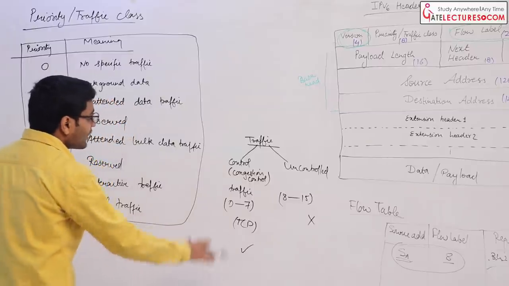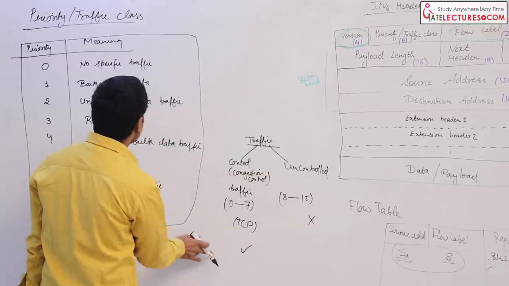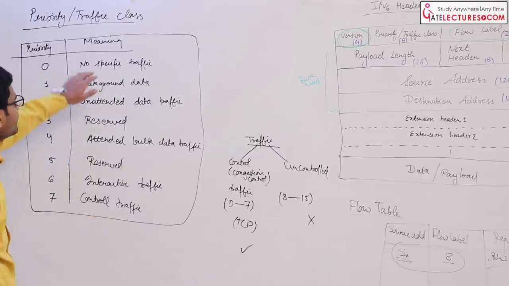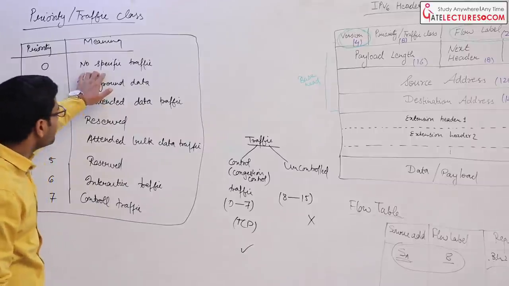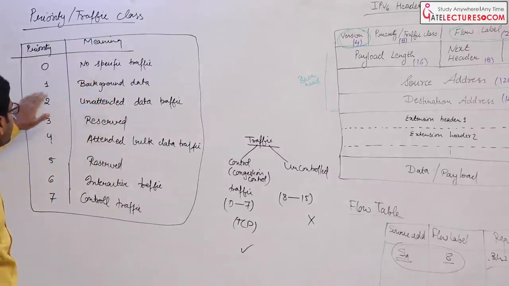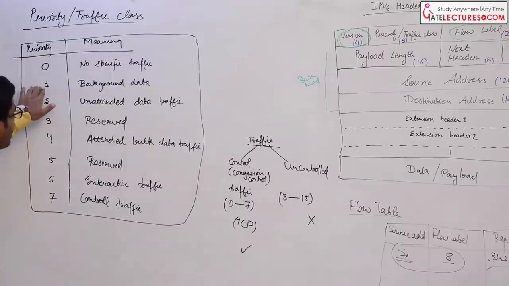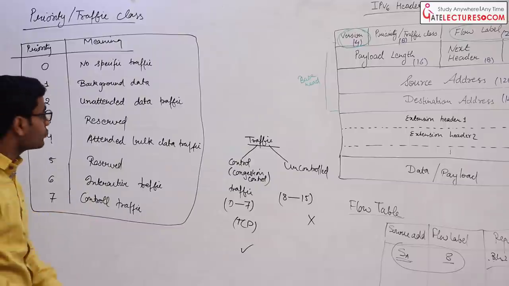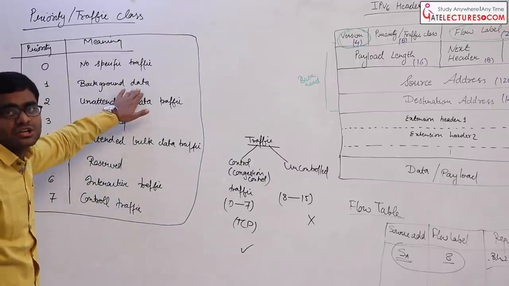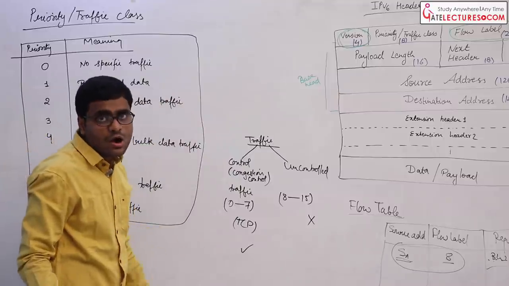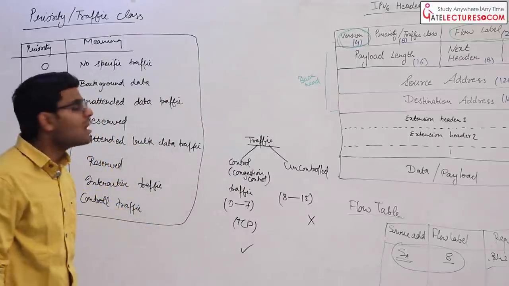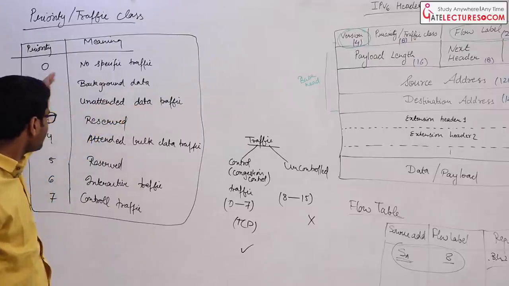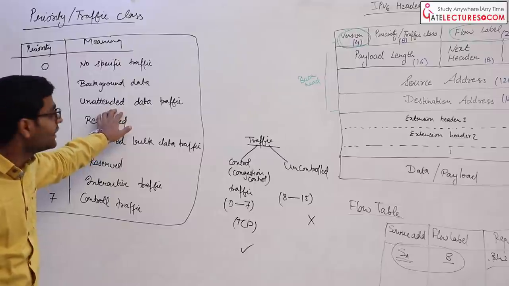Fine. So in controlled packets also there are priorities given. If the priority of the packet is zero, it means that it is not a specific traffic, so it's fine if you discard this packet. The priority of the packet is one if it is a background data packet. So if you discard this packet, it is not needed urgently. Even if you discard this packet right now and send it later, there is no harm. Fine. So in case of congestion, you can discard this packet or unattended data packet.